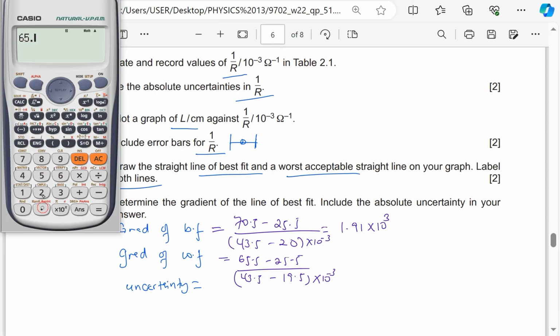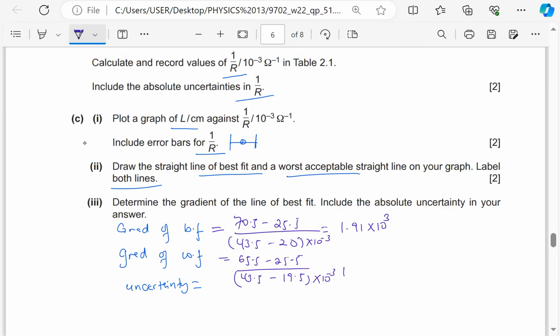Then the other one is 65.5 minus 25.5 divided by 43.5 minus 19.5. So I'll just multiply this times 1 exponent 3. So this is going to be 1.67. This is equal to 1.67 times 10 to the power of 3.